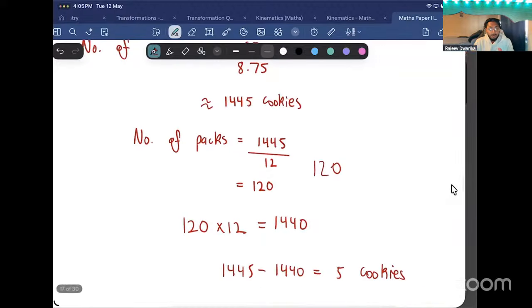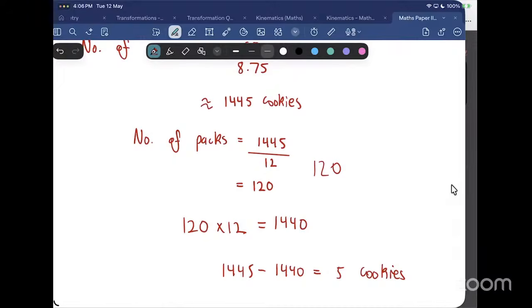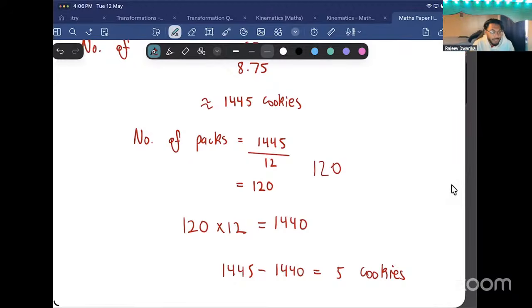120 by 12 is 1440. Yes, sir. How much are remaining? You will have 5 cookies in it. How much more do you need to make another pack?